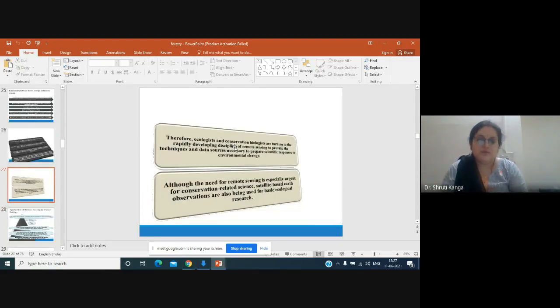So these things we can do in a more accurate and time-saving way. Therefore, ecologists and conservation biologists are turning to the rapidly developing discipline of remote sensing and GIS to provide the techniques and data sources necessary to prepare scientific responses to environmental changes. Suppose we have data sets from the 1950s or 1900s; we can put all those data sets into the remote sensing and GIS platform, go for different change analysis studies, and have an idea of the trend of a particular phenomenon, such as forest degradation.